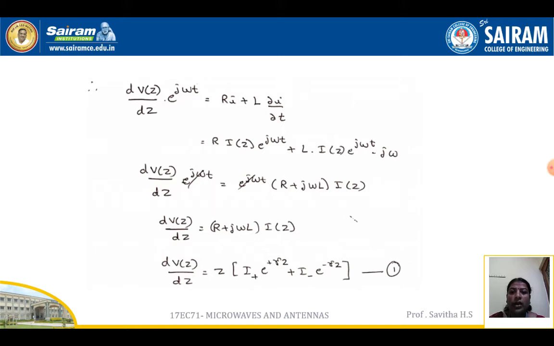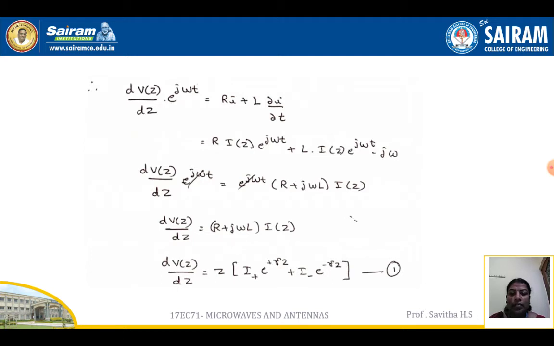So it is equal to R i(z), and i can be replaced with the sinusoidal variation: i(z)e^(jωt) plus L into i(z)e^(jωt) into jω. In both the terms, take e^(jωt) common, that is (R + jωL) into i(z). So the e^(jωt) on the right hand side and on the left hand side will get cancelled. So dv(z)/dz is equal to (R + jωL) into i(z).